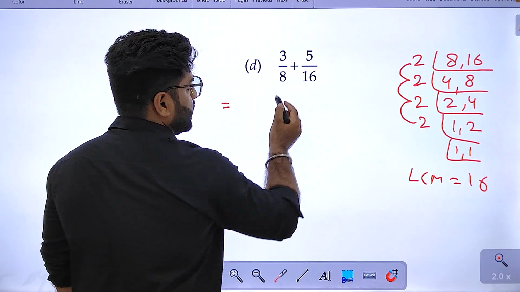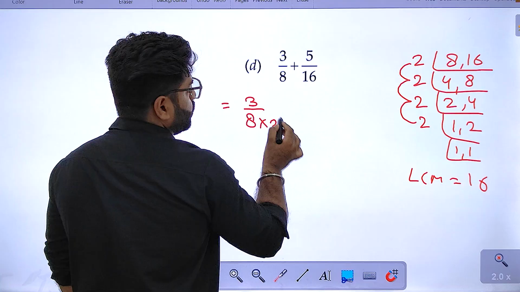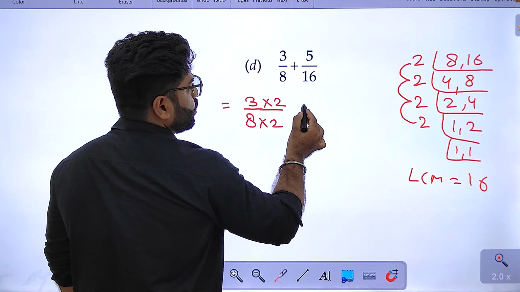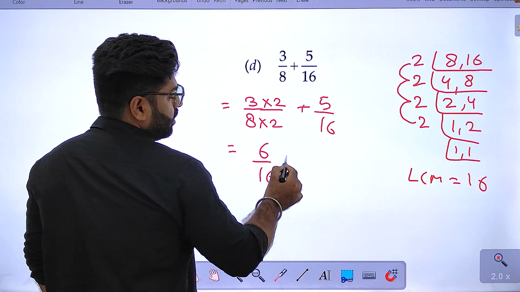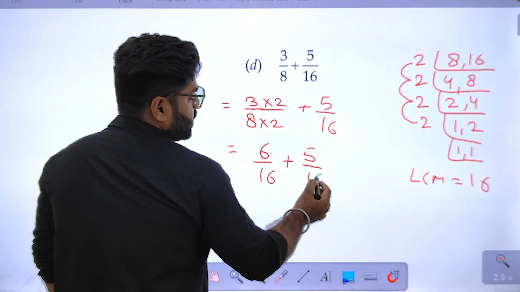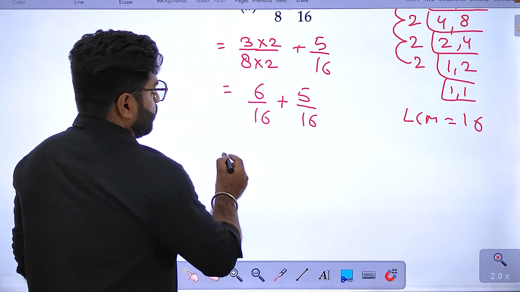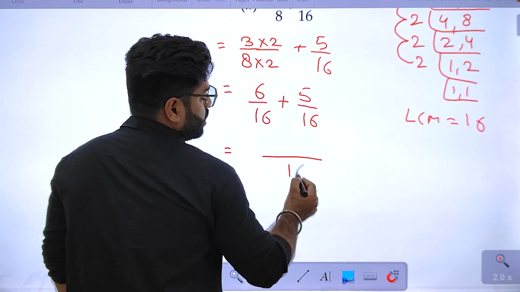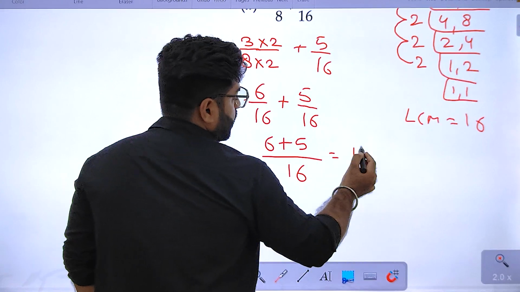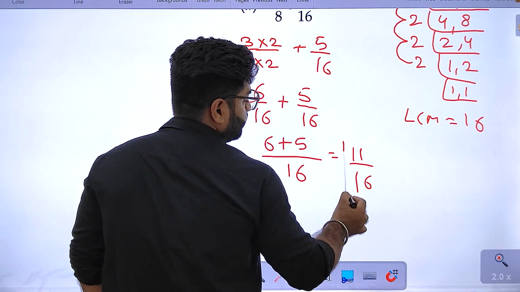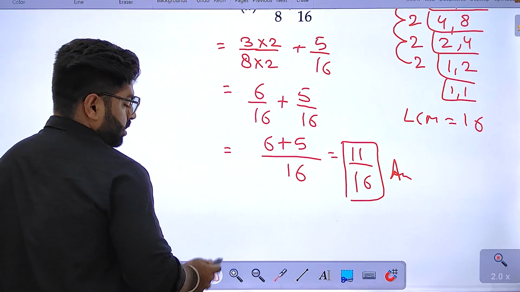Now we have to change this 8 to 16. So we are going to multiply it by 2 in both the numerator and denominator. So here we are having 3 twos are 6 and 8 twos are 16, plus 5 by 16. So denominators are same. So we take denominator as a common, just like 16. Here we are having 6 plus 5. So here we are having 11 by 16 as answer. Clear?